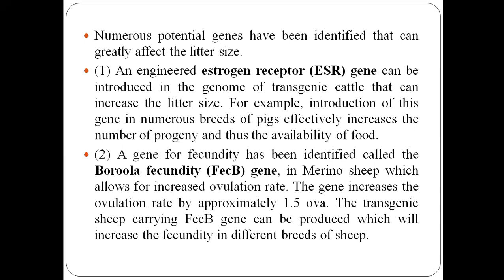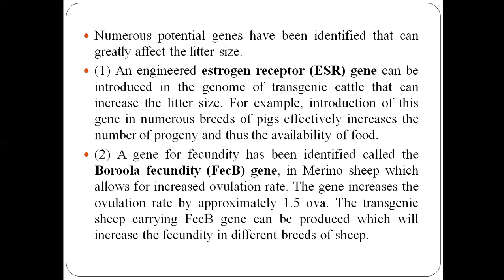And the second example is associated with reproductive fitness. A gene for fecundity has been identified, called the Booroola fecundity gene, in Merino sheep, which allows for increased ovulation rate. Okay, so the Booroola fecundity gene, fecundity you have studied under biology as well, is about increasing fertility. The Booroola fecundity gene in Merino sheep allows for increased ovulation rate.